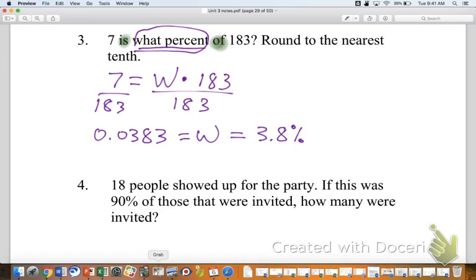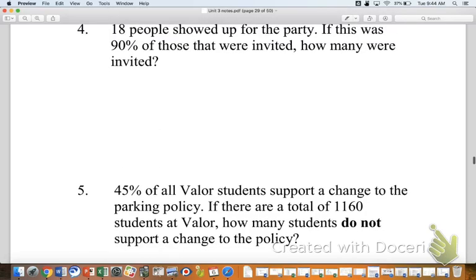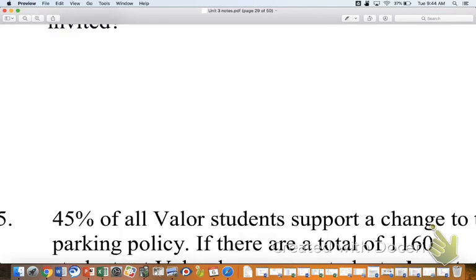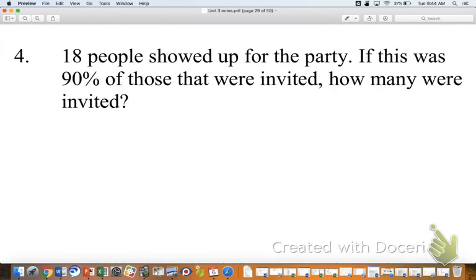Okay. So then number 4 is our first contextual example, and I want to try to give you a modified strategy for this. We just have these last 2, I guess. So number 4 says 18 people showed up for the party. If this, I think that word "this" is pretty key. If this was 90% of those that were invited, how many were invited? What does the word "this" refer to? 18 people. 18 people showed up for the party.